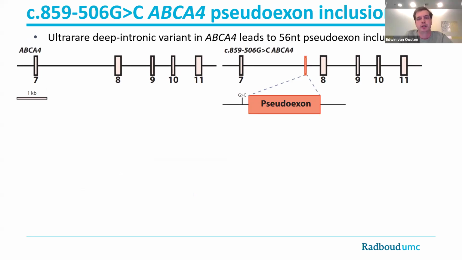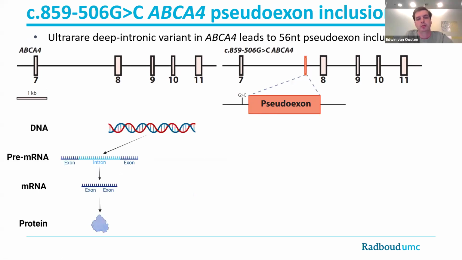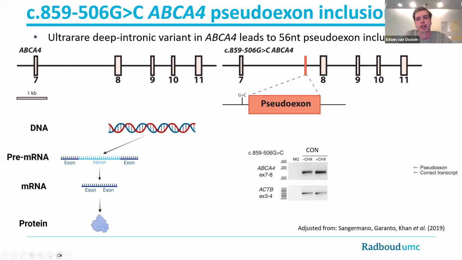And the -506 variant is located between exon 7 and 8 of the ABCA4 gene, and this variant causes an inclusion of a pseudoexon in the transcript. So normally what happens with the protein synthesis pathway is that DNA is transcribed into pre-mRNA consisting of exons and introns. Through splicing, these introns are removed, creating mRNA, and this mRNA is translated into a protein. And when we try to visualize this in cells, we can do a reverse transcript PCR, and we nicely see one band appearing.